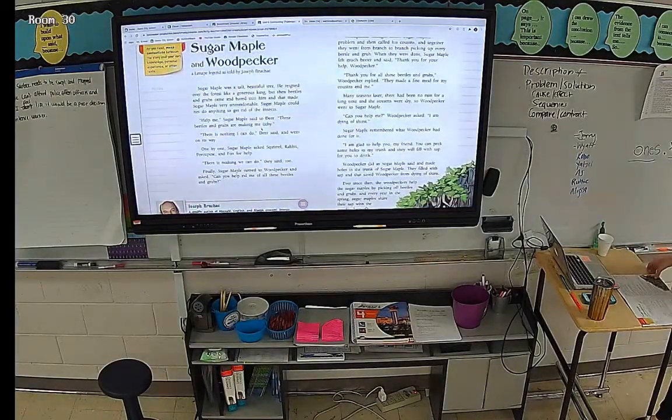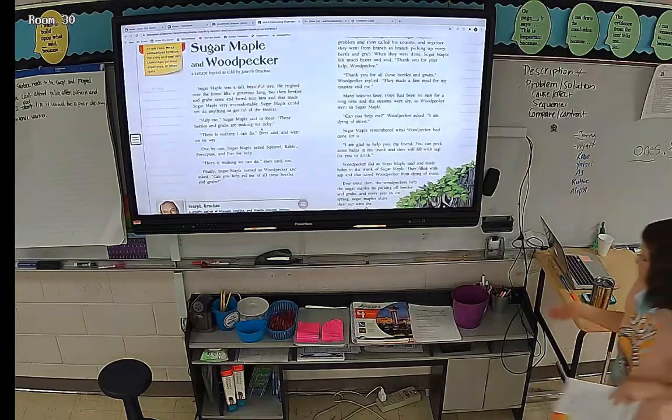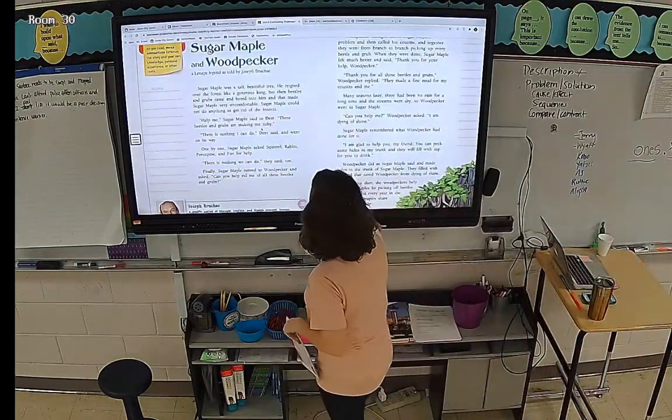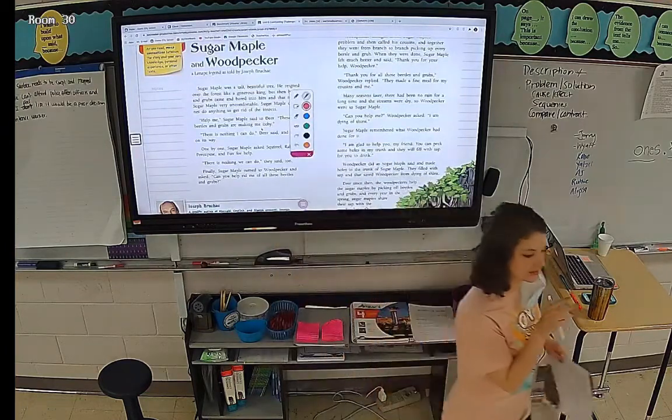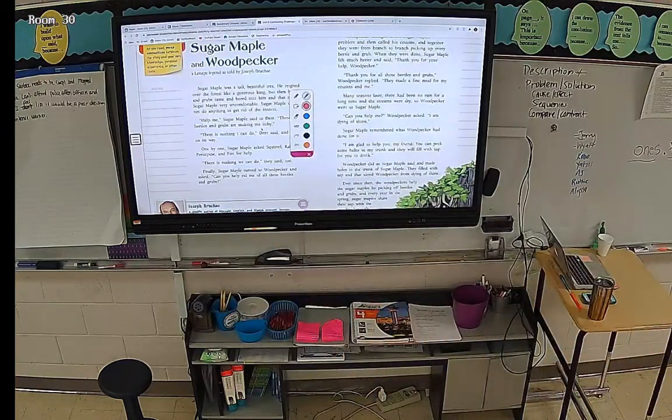Okay, everybody needs to open to page 4, please. We're going to be working with Sugar Maple and the Woodpecker again. This is our second day with this text. This will be our last day with this text. Today we're going to be talking about the characters, the events, and the setting.